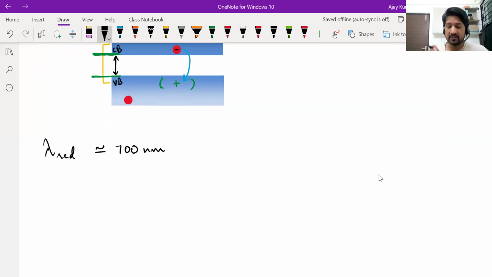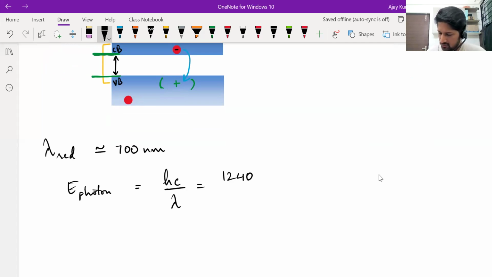That means the energy of a photon which corresponds to red colored light will be hc by lambda. hc is about 1240 electron volt nanometers, divided by the wavelength needed, which is 700. So 124 by 70 is approximately 1.9 electron volts. So you choose a semiconductor, or you prepare a semiconductor, whose energy gap is 1.9 electron volts.